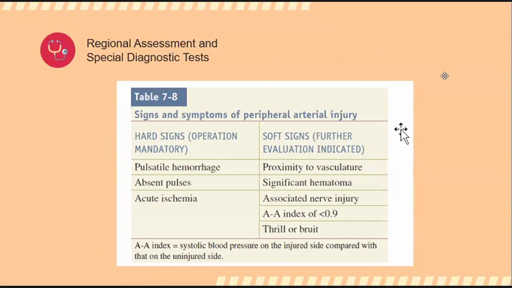Ito, importante maintindihan, these are your hard signs and soft signs of vascular injury. So, your hard signs of vascular injury, we have your pulsatile hemorrhage, if absent yung pulse, and acute ischemia. Pag may hard signs ka ng vascular injury, it is an indication for operative exploration. Pag may soft signs ka ng vascular injury, pwede ka pang mag-work up. So you can do CT angiogram, okay? So soft signs, significant hematoma, may thrill lang or bruise.